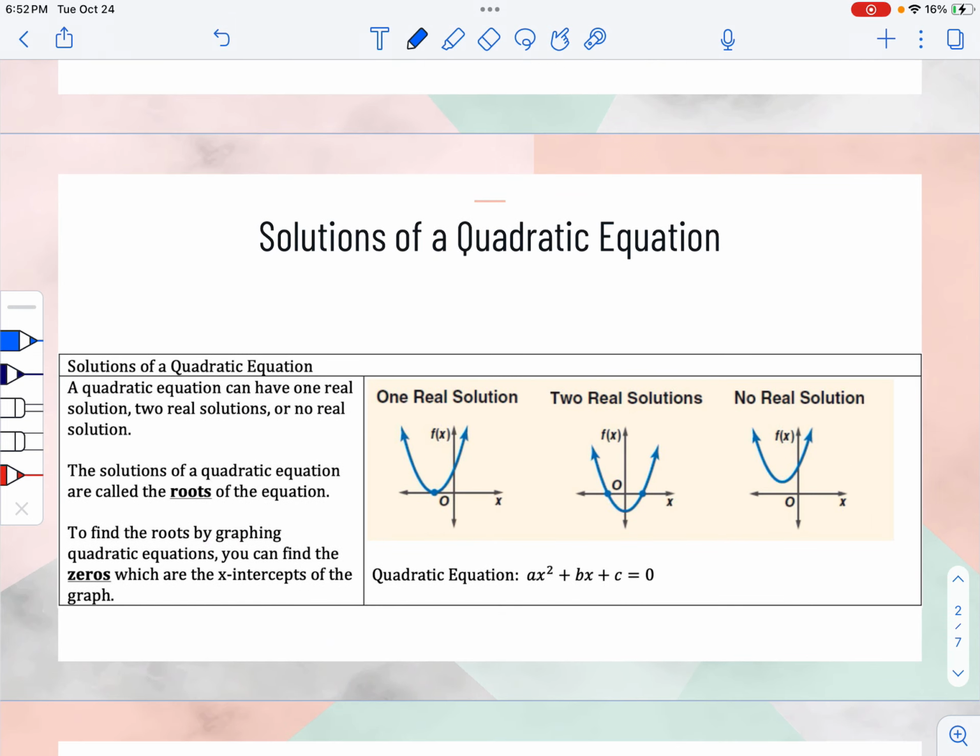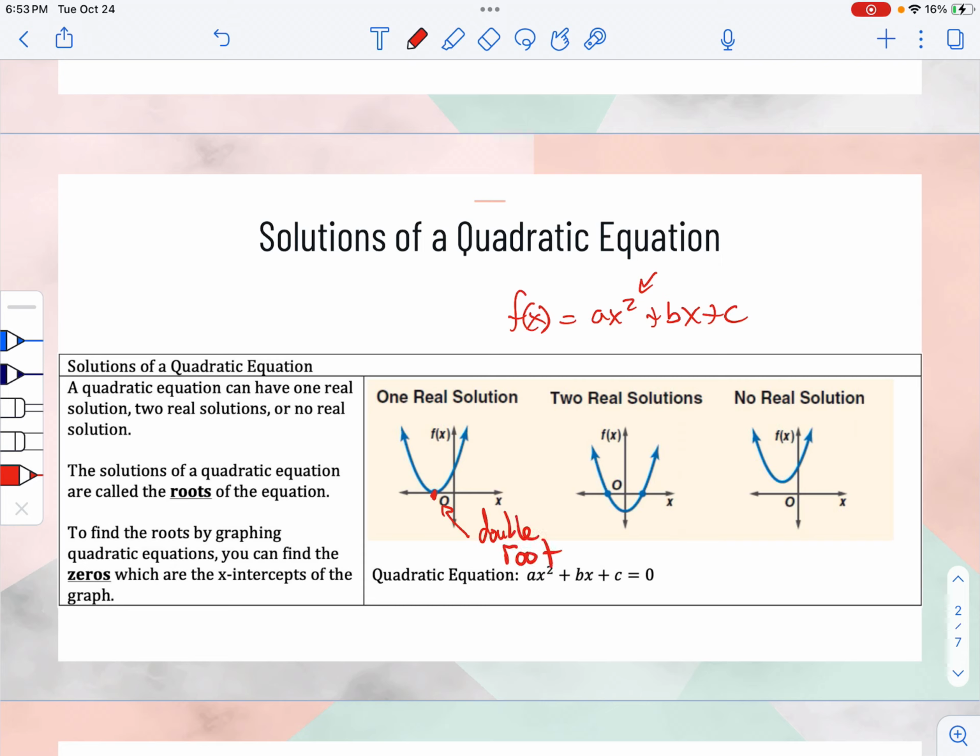Solutions of a quadratic equation. A quadratic equation can have one real solution, and that's this case right here. It's where it crosses the x-axis. Now, it only crosses once here. When we're talking about ax squared plus bx plus c, and f of x equaling that or y, you're talking about x squared, so it has two solutions. Well, this one only has one, but it's called a double root.